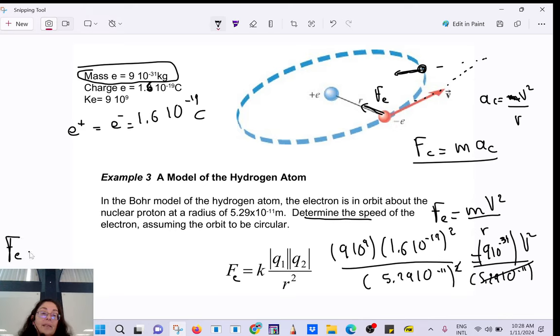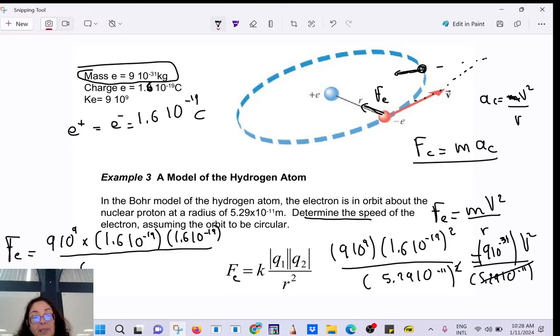Okay, so let's do F electric equals k, 9 times 10 to the 9, it's a constant, times the charge of an electron. What is the charge of an electron? It's 1.6 times 10 to the negative 19. What is the charge of a proton? Because you have Q1 and Q2, it's also 1.6 times 10 to the negative 19. And then you divide by the distance squared. If you want to do it step by step, it's better. So if you do that, what did you find? 8.2 times 10 to the negative 8 newtons. Do you all find that? So that will be your first step.